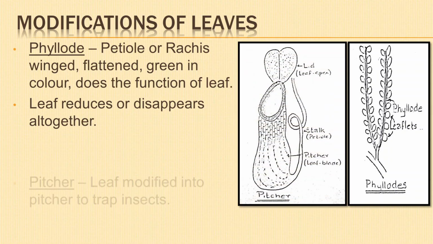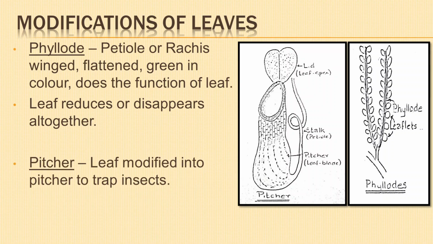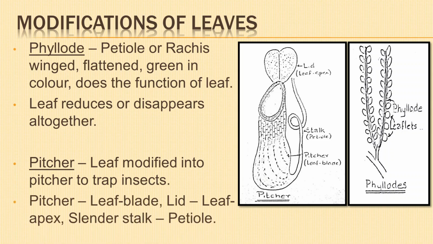Pitcher. In Nepenthes, the pitcher plant, the leaf becomes modified into a pitcher to trap and digest insects. The pitcher is the modification of the leaf blade. The lid is formed from the leaf apex, and the slender stalk which coils around the support is the petiole.